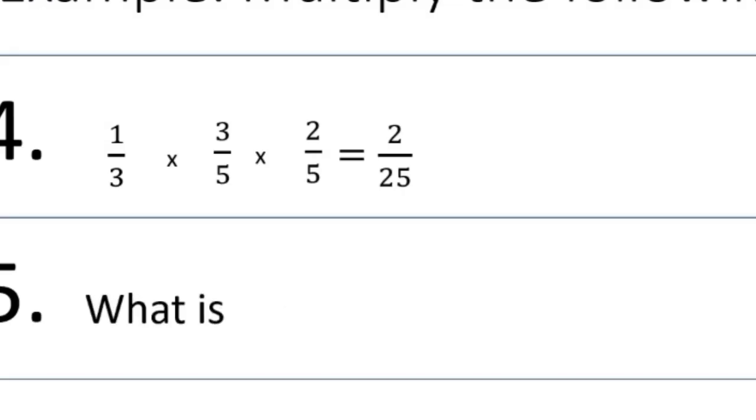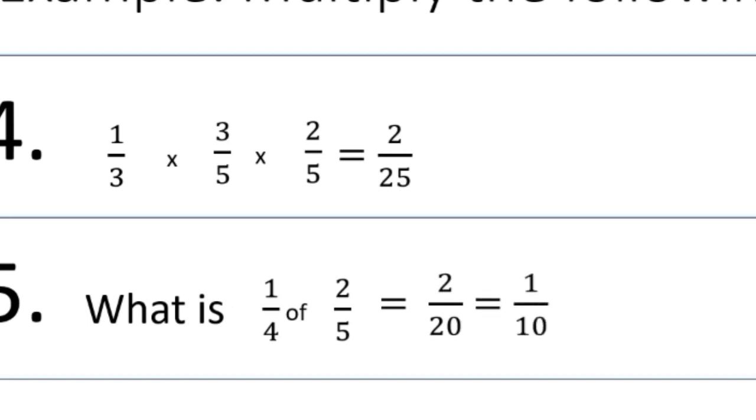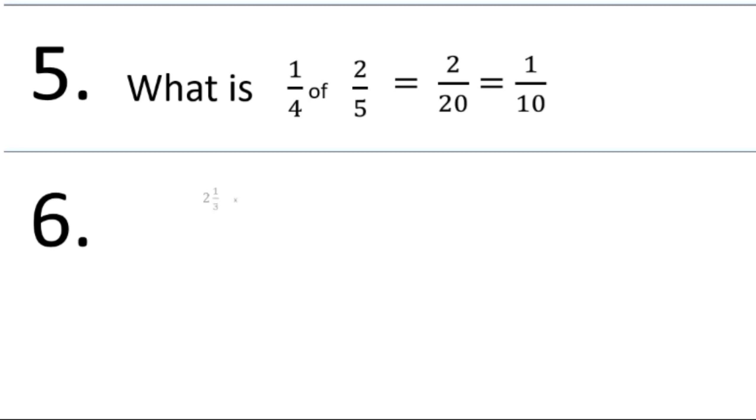Next, what is 1/4 of 2/5? So ganun lang din. 1 times 2 is 2. 4 times 5 is 20. And then, simplify it into lowest fraction. We divide the numerator and the denominator by 2. So we get 1 over 10.